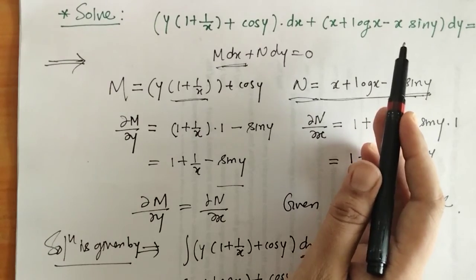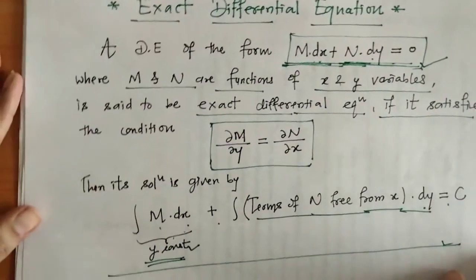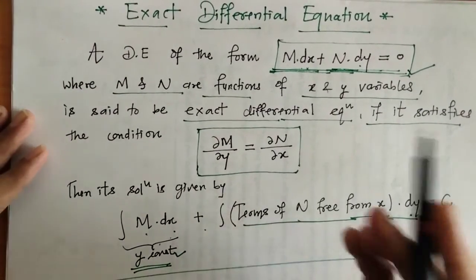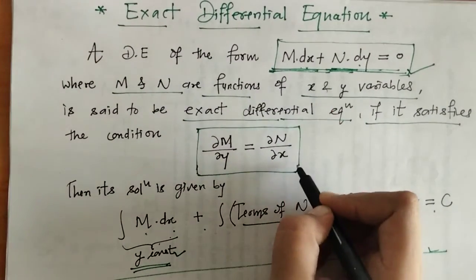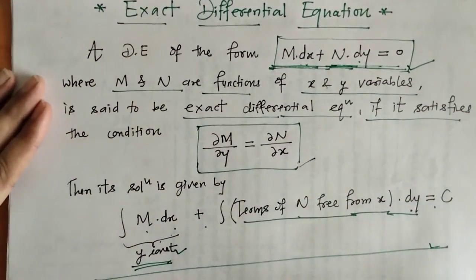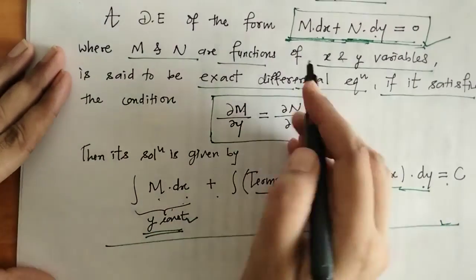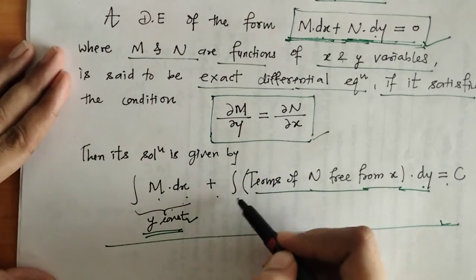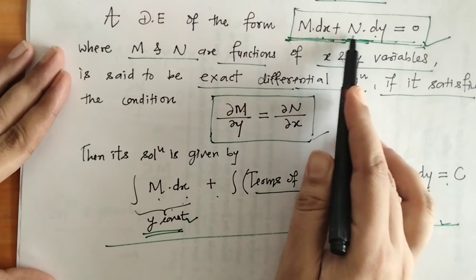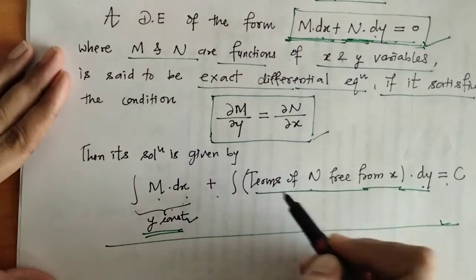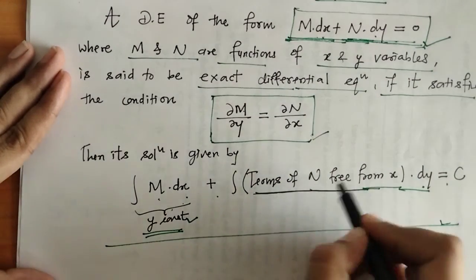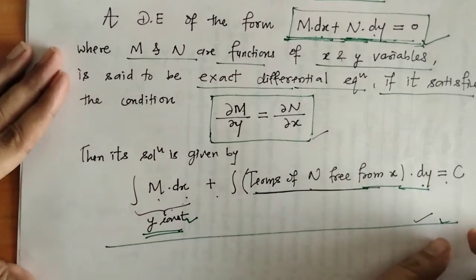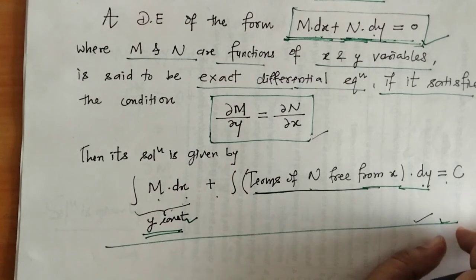So yes, we have seen exact differential equation. The differential equation is said to be exact when that equation satisfies this condition, and its solution is given by integration of M with respect to x plus integration of terms of N with respect to y, and those terms are free from x, is equal to c. This is the solution of exact differential equation.